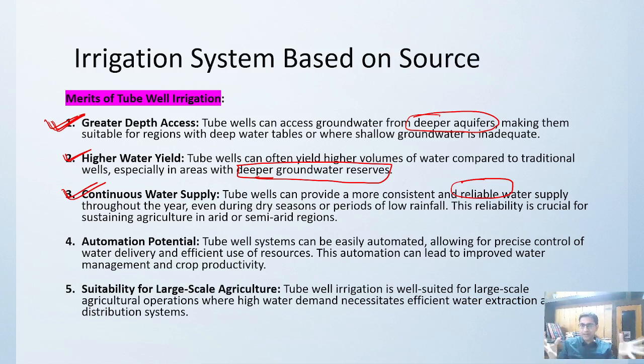So in any dry season spells, whenever any dry spells happen, we can have a continuous water supply there. Automation potential, yes, you can convert this tube well into an automated system.